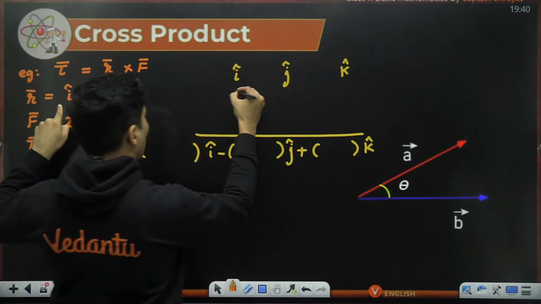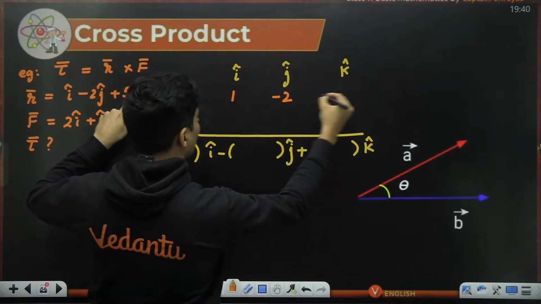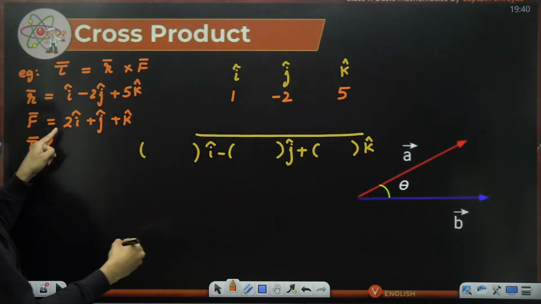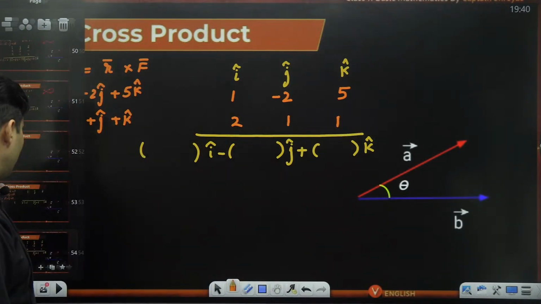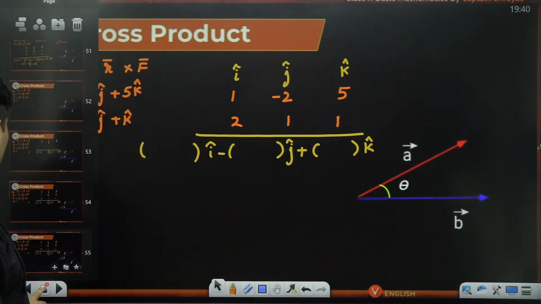For R it is 1, then minus 2, and then plus 5. For force it is 2, 1, 1. That is your next step. Okay, this is also done, sir.